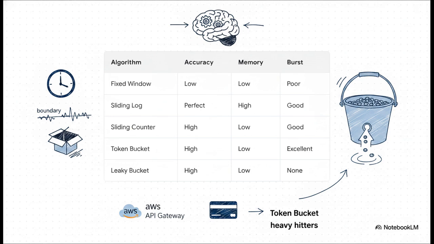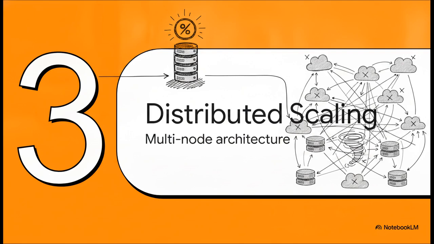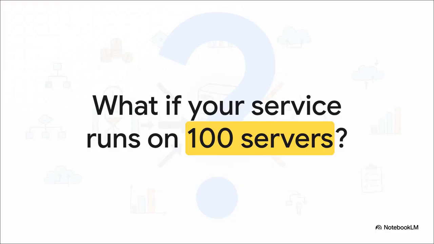There's a real reason heavy hitters like AWS API Gateway and Stripe use it. Okay, part 3, scaling to distributed systems. Because look, running these algorithms on a single local server is a piece of cake, but in the reality of modern cloud architectures, it is a lot messier. Here is the real nightmare scenario.